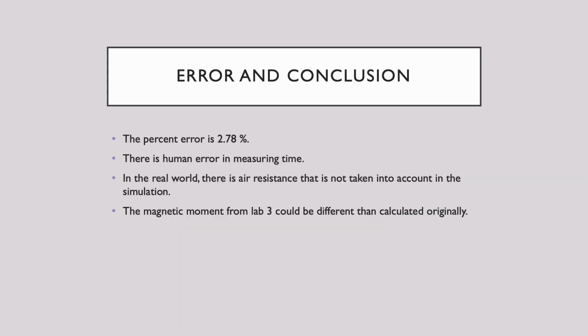So the error was 2.78%, and this could be due to human error in measuring the time or air resistance not being taken into account. And the magnetic moment from Lab 3 could be different than the originally calculated magnetic moment.